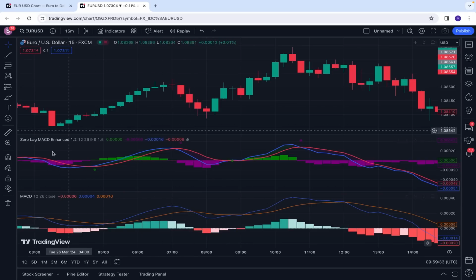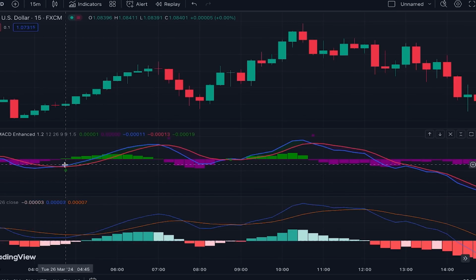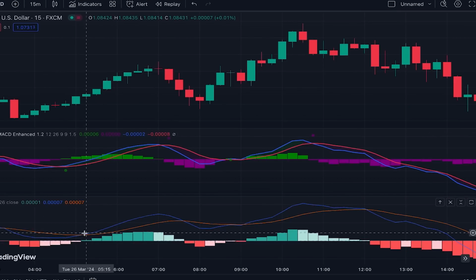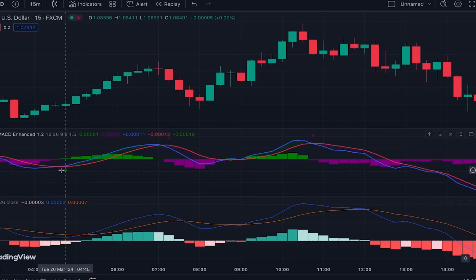Let's compare the signals of these two MACDs and see how they perform. And please pay attention that both of the MACDs have the same settings. This new MACD gave a bullish signal here where the MACD line crossed above the signal line, but this MACD gave the signal here. The crossing happened here, as you can see. A later signal in comparison to this signal.